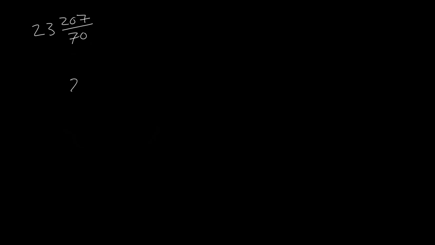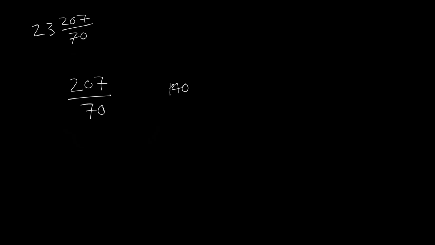Our division is going to be 207 over 70. And I can tell right away that 70 is only going to go into 207 2 times. Because if it went into it 3 times, the answer would be 210. 7 times 3 is 21, right? So 70 times 3 is 210. So the most amount of times 70 can go into 207 evenly is twice. And 70 times 2 is 140.